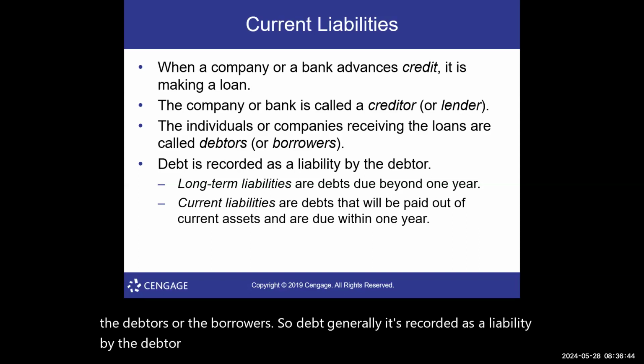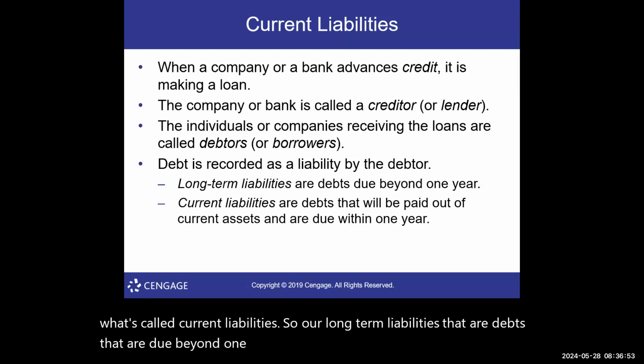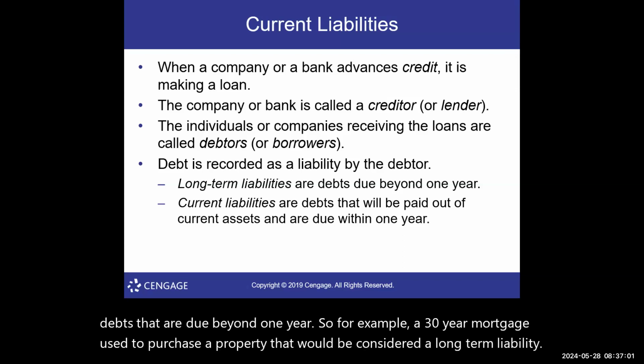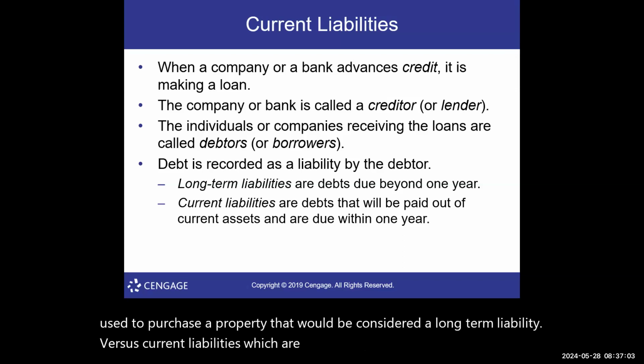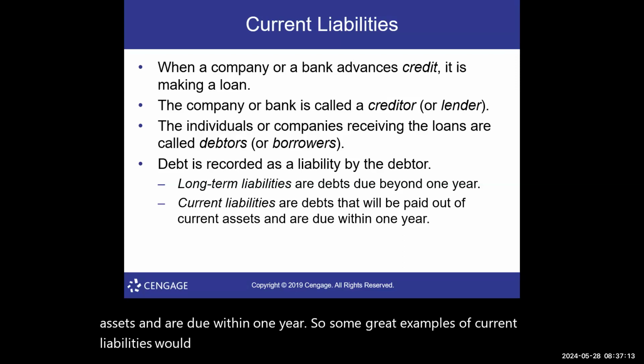And we have what's called long-term liabilities, and we have what's called current liabilities. Long-term liabilities are debts that are due beyond 1 year. For example, a 30-year mortgage used to purchase a property would be considered a long-term liability, versus current liabilities, which are debts that'll be paid out of current assets and are due within 1 year. Some great examples of current liabilities would be accounts payable and accruals, short-term notes payable, and any current portion of long-term debt.